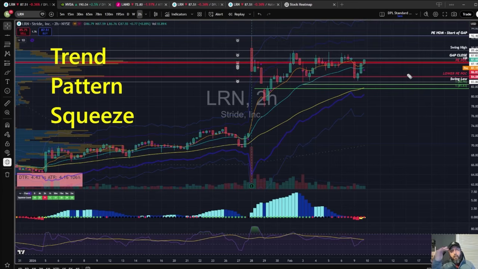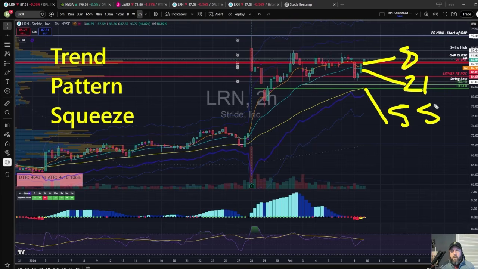Are they stacked in a bullish manner? Meaning, is the shortest moving average on top, the medium moving average in the middle, and the longest moving average on bottom? If so, then it's trending in that time frame. In this case, this is a 2-hour chart, and here is the 8 moving average, this is the 21 moving average, and this is the 55. So my smallest moving average is on top, my middle is in the middle, and my biggest moving average is on the bottom.